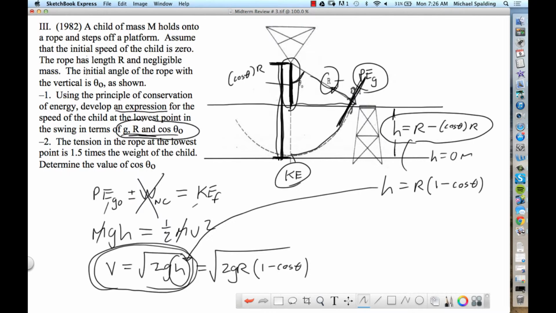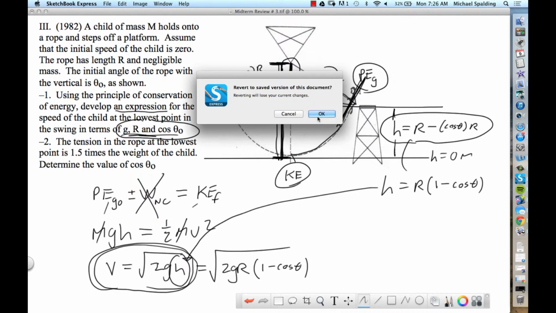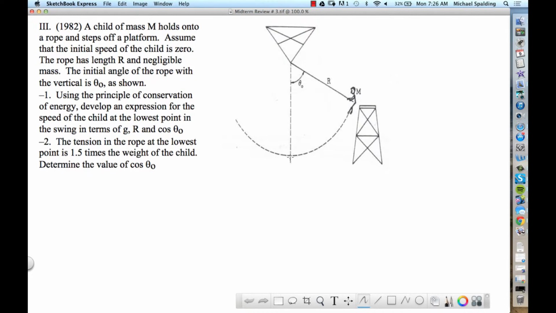Okay, so number 2. We now know velocity at the lowest point. Number 2, the tension in the rope at the lowest point is 1.5 times the weight of the child. So let's do a free body diagram here. Well, we're solving for cosine theta. So do a free body diagram at the lowest point. Here's the kid at the lowest point, right? What are the forces on the kid?